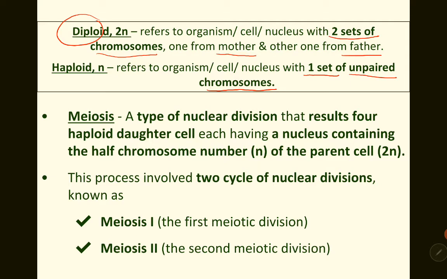The meaning of meiosis is a type of nuclear division that results in 4 haploid daughter cells, each with a nucleus containing half the chromosome number of the parent cell. So the 2n parent cell produces n daughter cells. This is the meaning of meiosis. Meiosis involves two processes, meiosis 1 and meiosis 2.